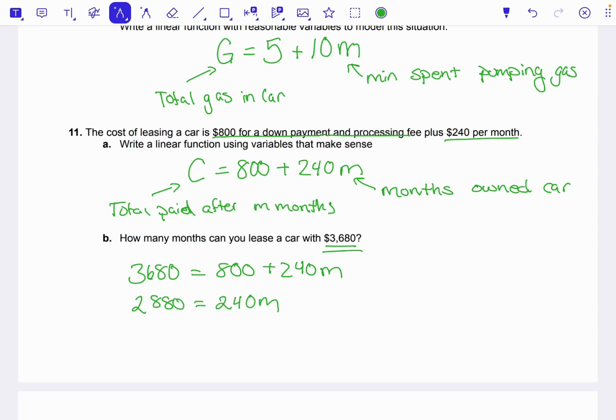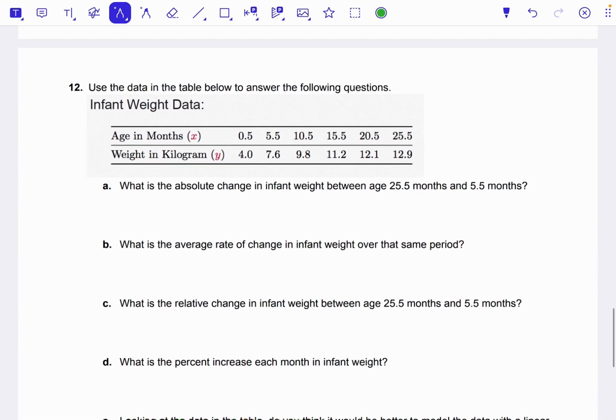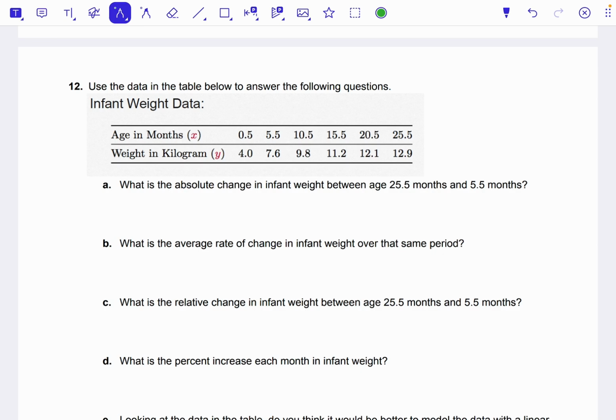Divide by 240, and I found out that I could lease the car for 12 months. All right, one last problem. And that one deals with a table of values and sort of goes back to some of the stuff we did last week with absolute change and relative change, and then tying that into what we did this week. Oh, it's all connected. It's such a beautiful thing.